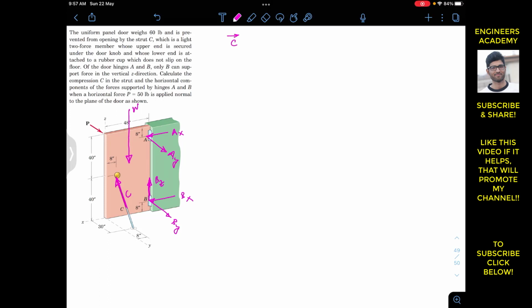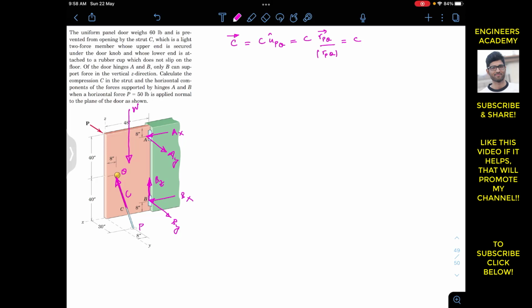So this C vector will be equal to C times the unit vector, and the unit vector must be acting from this particular point to this particular point. So let's say that this point is P, and let's say this point is Q. So now we have to write that the unit vector from P to Q is the position vector from P to Q divided by the magnitude of that position vector. And now to find the position vector from P to Q, we need to travel from point P to reach that point Q.